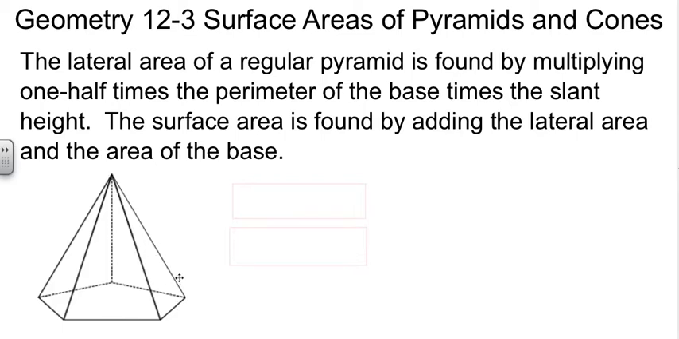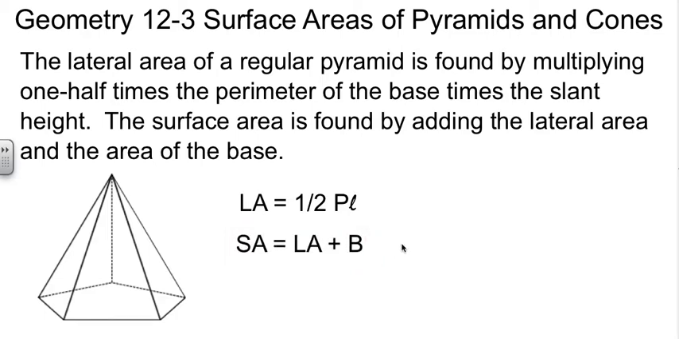And then once we have that, to get our total surface area, we just need to add one base, because there's only one base here. There's not a second one like there were on prisms. So in symbols, that's 1/2 P times L for slant height, and then add one base to get the surface area.